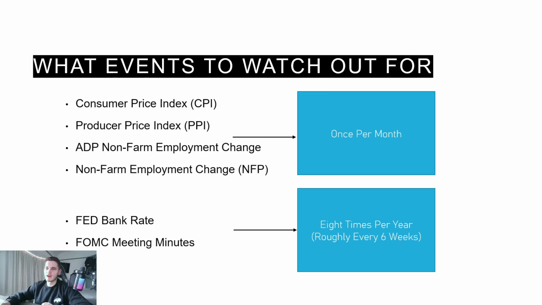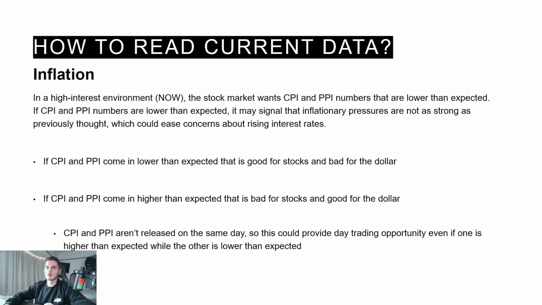And then we have these releases, the Fed bank rate and the FOMC meeting minutes. These are released a lot less, 8 times per year, so roughly every 6 weeks. These are going to have the biggest impact on the market, and that's why they're released that bit less regularly.